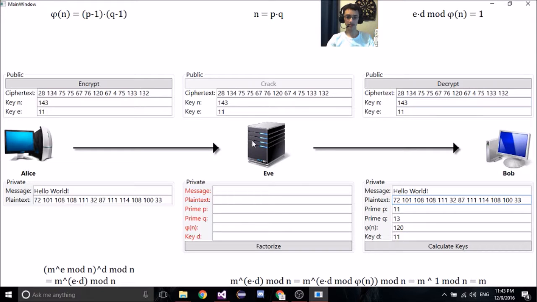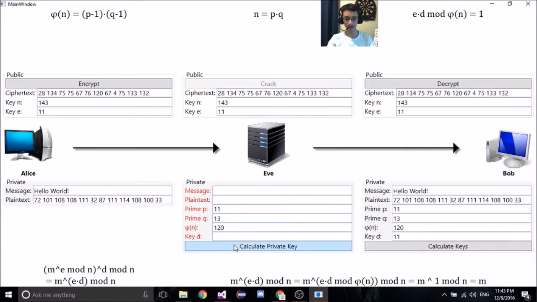But in the middle, we have Eve, evil Eve, and evil Eve wants to steal our message. So what she does is she knows N, that Bob broadcasts to everyone. So she wants to get P and Q. How did you make N? You made it with P and Q. So we factorize it, and we get P and Q. They're 11 and 13. Wow, that's crazy.